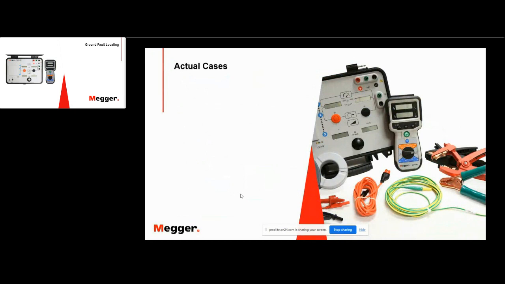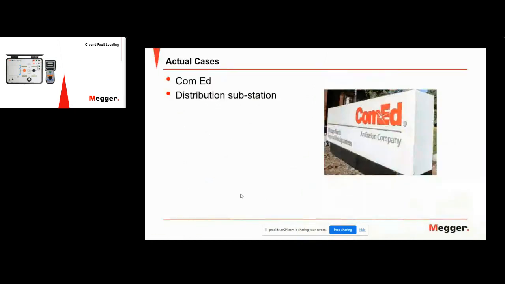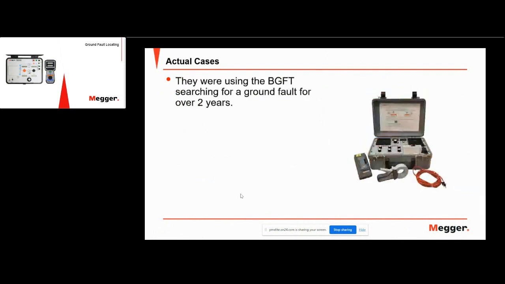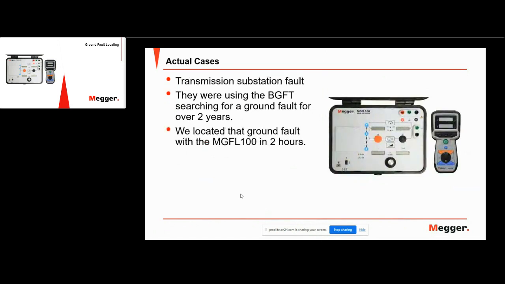So now what I'd like to do is just go over a few actual cases. And these cases are going to be some of these pitfalls that we have seen in the field. So this is one of the distribution substations in Chicago. They were using this system here, and they were searching for a ground fault that they had for over 2 years that they could not locate. We went in and we found it in under 2 hours with this unit.